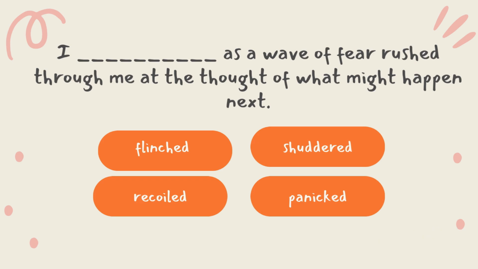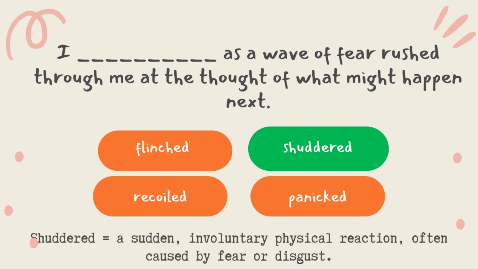The correct answer is B. shuddered. Shuddered describes a sudden shaking of the body. This action is an involuntary reaction caused by fear or disgust.